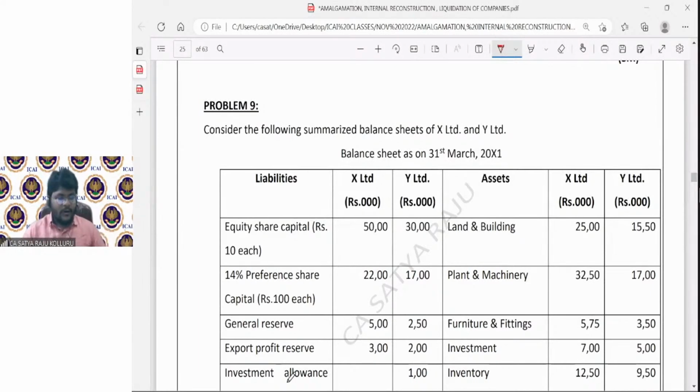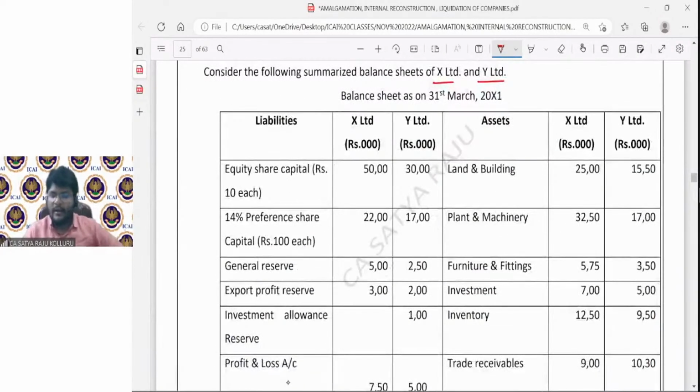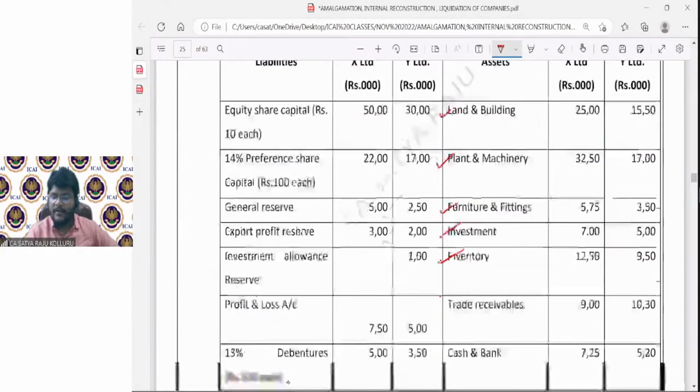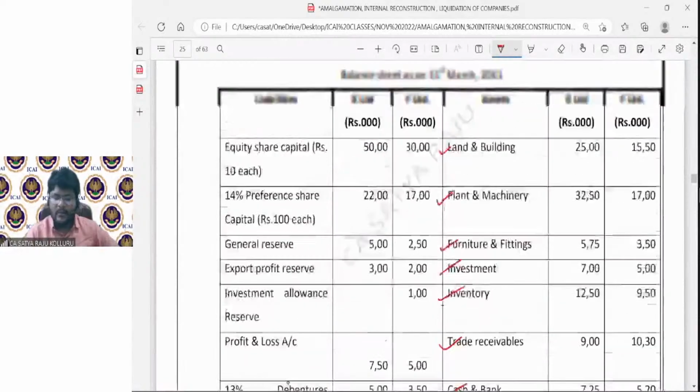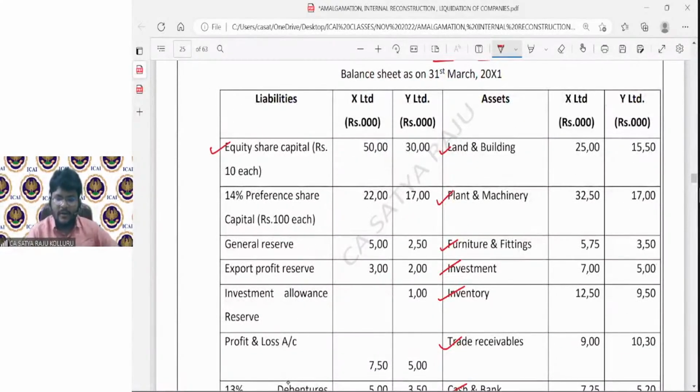Concentrate then on problem number 9. Consider the following summarized balance sheets of X Limited and Y Limited. Two companies are there. Under assets, land and building, plant and machinery, furniture and fittings, investments, inventory, trade receivables, cash and bank are given. Coming to liabilities, equity share capital is there, and 14% preference share capital. Equity shares have face value 10 rupees, preference shares face value is 100 rupees. General reserve is given. Export profit reserve, which is a statutory reserve.